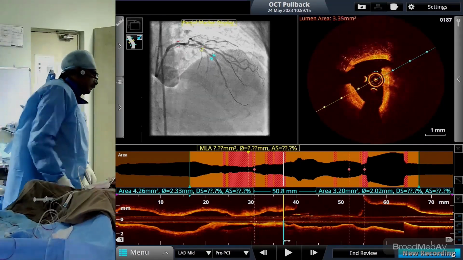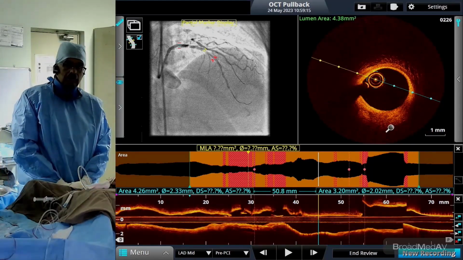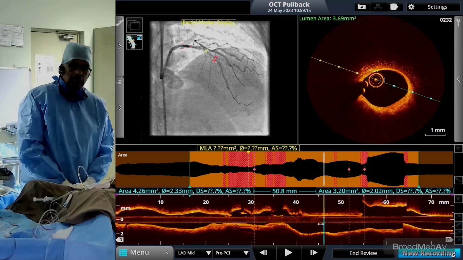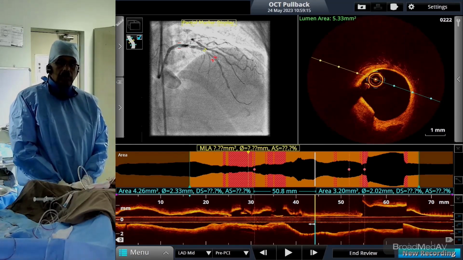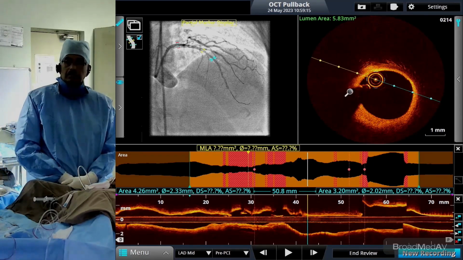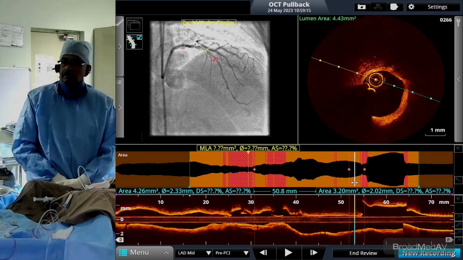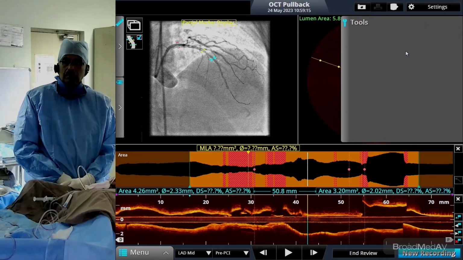I think predilatations are more than adequate. Only we need to find an ideal landing zone in the proximal portion. Maybe this block is there, but still this area is reasonably okay, because at least 180 degree I can see a media. The other portion I couldn't see any media. If I go a little proximally, it's not a great area to land. Either we have to land at this portion, maybe here.